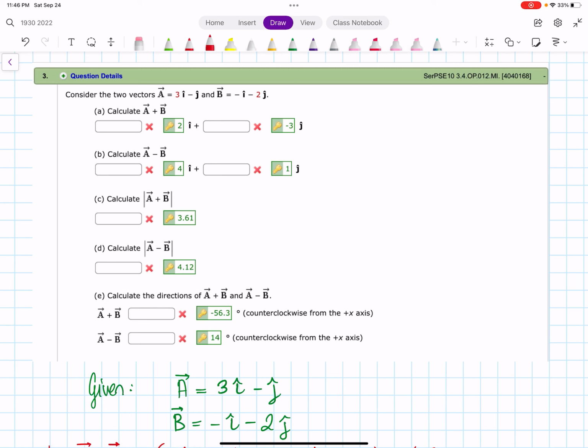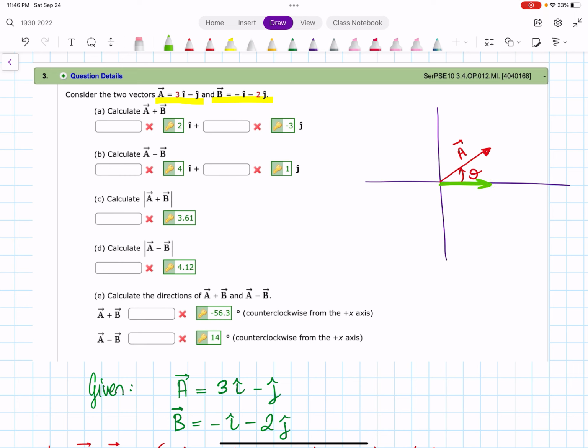Hi everyone. The question says consider two vectors a equals 3i hat minus j hat, b equals negative i hat minus 2j hat. If you recall, we said that oftentimes vectors are given by their magnitude and their angle. So here we have some vector a. The magnitude is given by the length of the vector, and this is the angle. And sometimes the same vector will be given by its components.